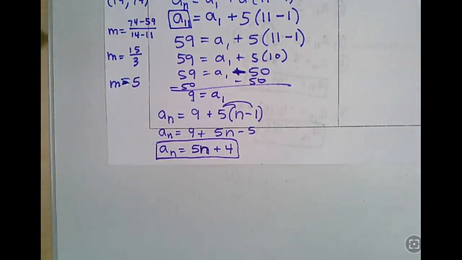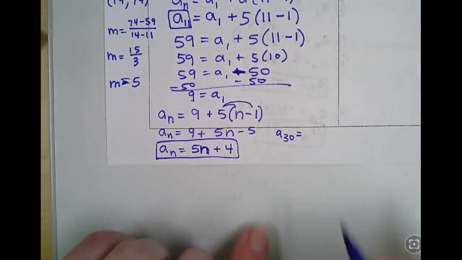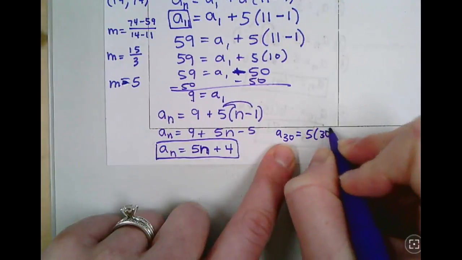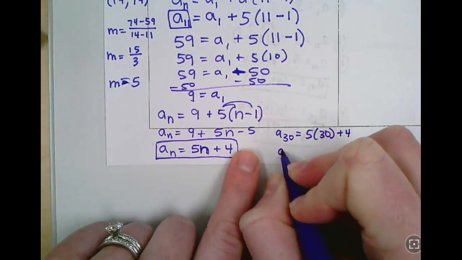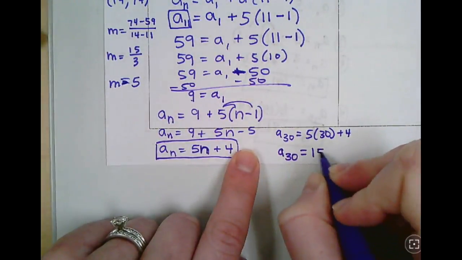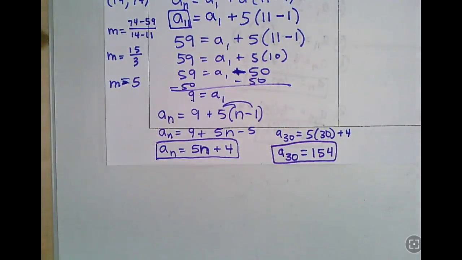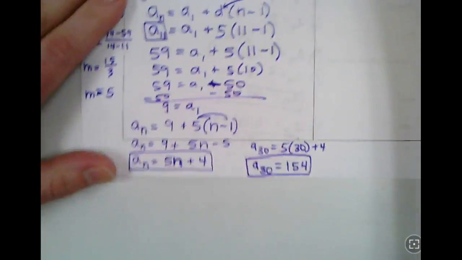My last step in the instructions in the problem said then find the 30th term. So then I'm going to put a30 equals 5 times 30 plus 4, which gives me a sub 30 equals 154. So those are both parts. All right, on to the next one.